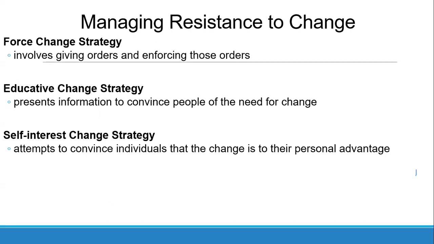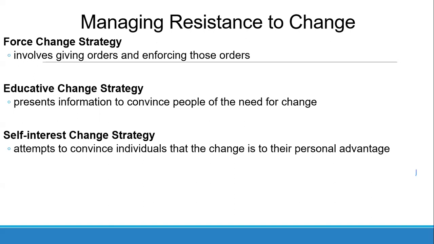So that is it. Then the third option that is available, as far as resistance to change can be managed during the implementation of a given strategy, is the use of the self-interest change strategy. And this self-interest strategy involves an attempt to convince individuals that a given change, which will crop up as a result of the implementation of the strategy, is to the advantage of the employees. So it's more or less like saying you are initiating the change because you have the good intentions and interests of your employees at heart.